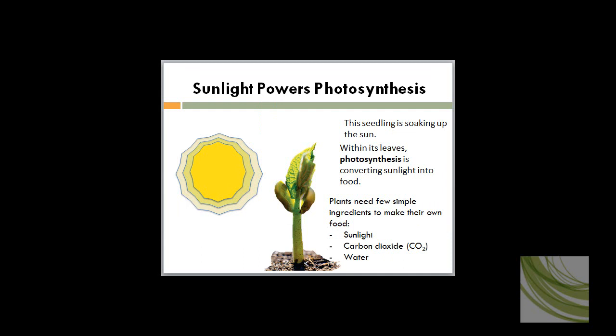Sunlight powers photosynthesis. Photosynthesis is the way that plants make their own food by converting sunlight into food. And they need a few simple ingredients. They need sunlight, and the type of light they need matters. They need carbon dioxide and they need water.